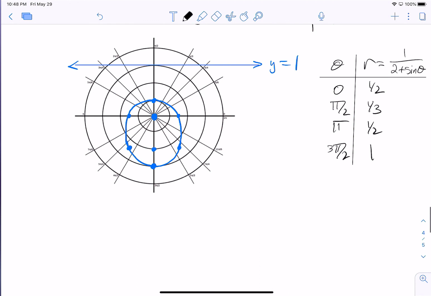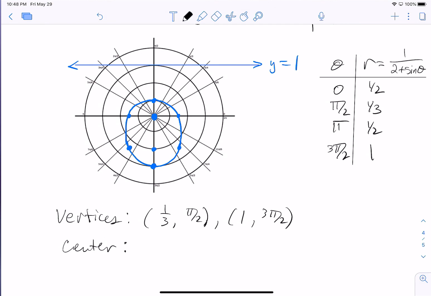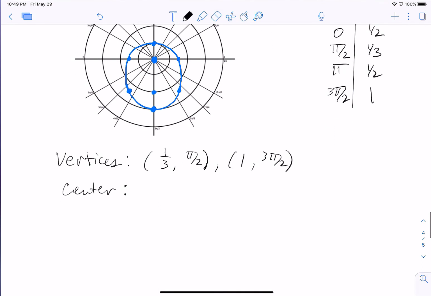We can identify a few pieces of information here, and I'm going to do that. We have vertices, as we can see, at 1/3, pi over 2 and at 1, 3 pi over 2. We can also identify the center. The center is going to be, well, it's on the y-axis. And the y-coordinate is going to be the average of the values of the vertices. And the y values of the vertices are 1/3 and -1.